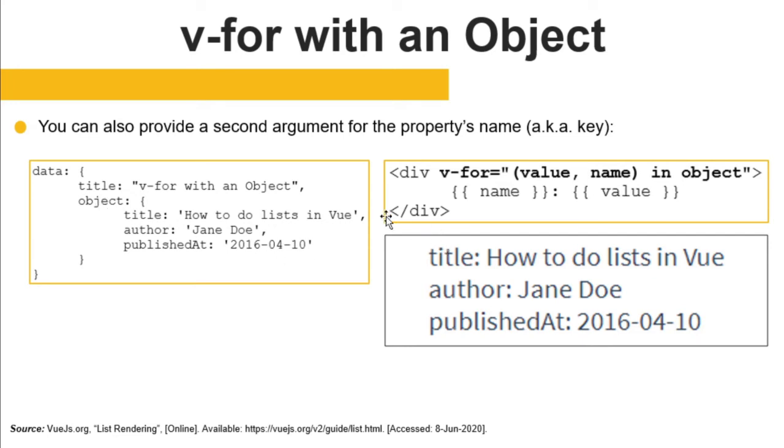When we execute this code, we will be able to see just like this one. We will print title, the property name, followed by the value, which is How to Do List in Vue, followed by author for the next iteration because of the name alias, then followed by Jane Doe for the value, and the next iteration, published at, and the value is 2016-10. Always remember that this is only possible if you will be iterating over objects and not arrays.